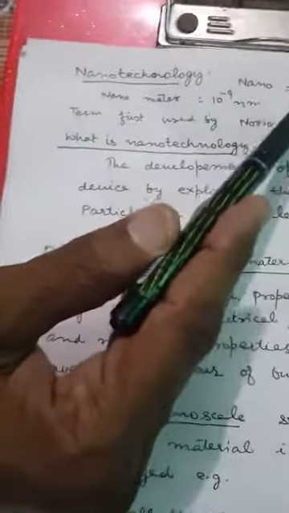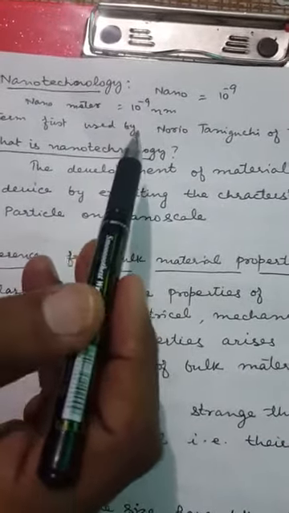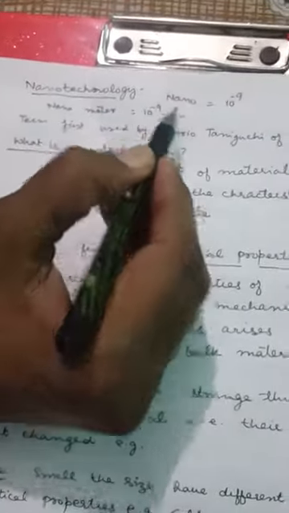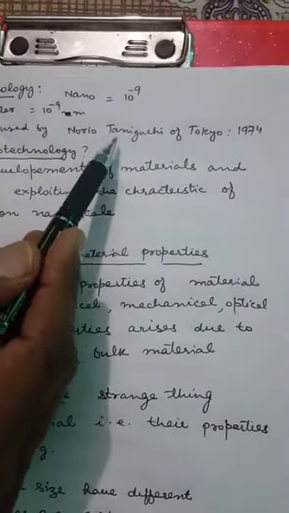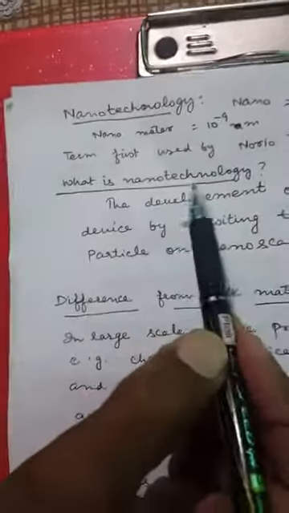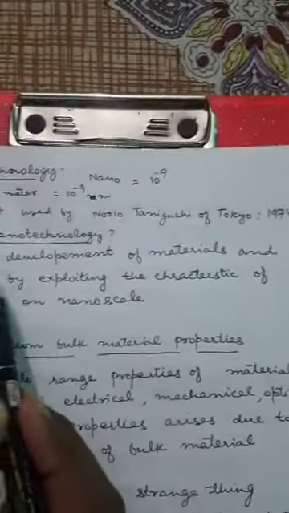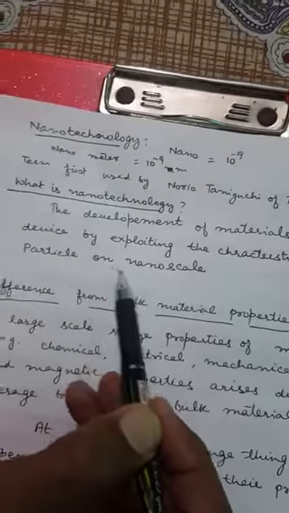Nanotechnology. Nano means 10 raised to the power minus 9. Nanometer means 10 raised to the power minus 9 meter. The term nanotechnology was first used by Norio Taniguchi of Tokyo in 1974. Now the question arises, what is nanotechnology? The development of materials and devices by exploiting the characteristics of particles on the nanoscale is called nanotechnology.